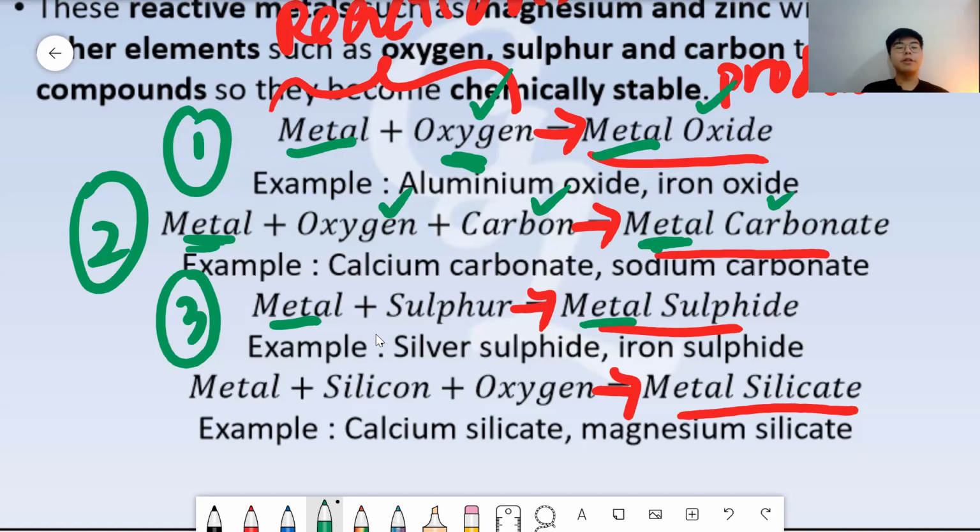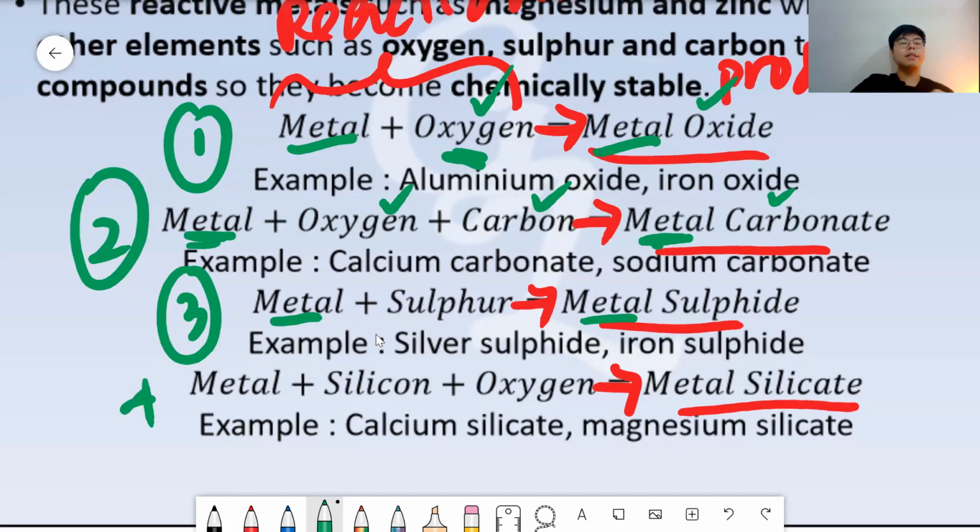Now, fourth one, last one. Metal plus silicon plus oxygen make metal silicate. So the silicate comes from the silicon plus the oxygen. Same thing. Change the metal. Calcium plus silicon plus oxygen make calcium silicate. Magnesium plus silicon plus oxygen make magnesium silicate. Iron plus silicon plus oxygen make iron silicate. Zinc plus silicon plus oxygen make zinc silicate. So, changing the word metal gives you the answer.